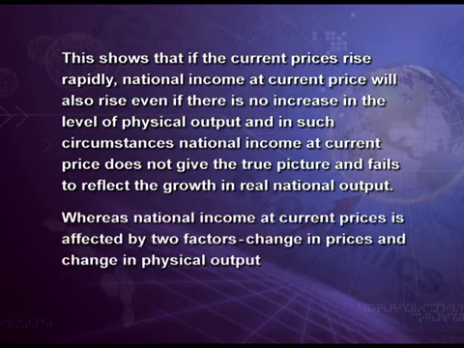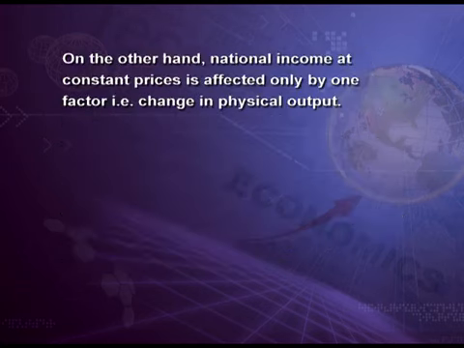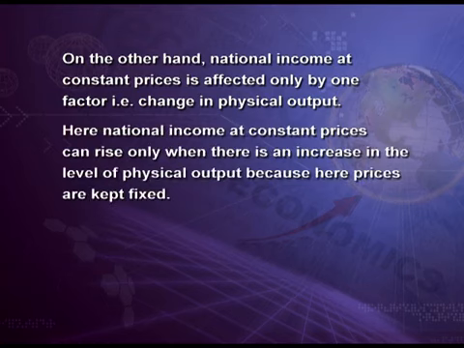National income at current prices is affected by two factors: change in price and change in physical output. On the other hand, national income at constant prices is affected by only one factor, that is change in physical output, as price is fixed. Here national income at constant prices can rise only when there is a real increase in the level of physical output, because prices are kept fixed.